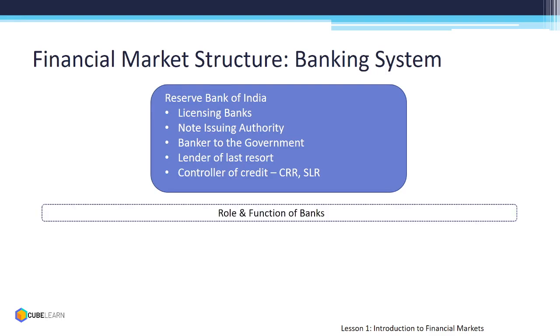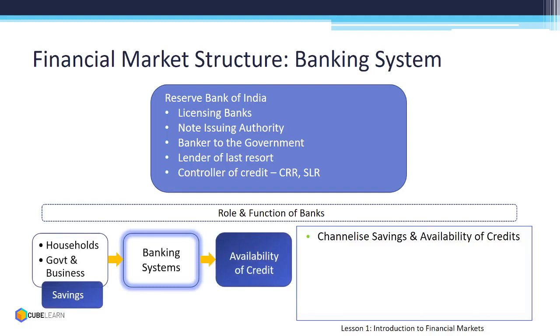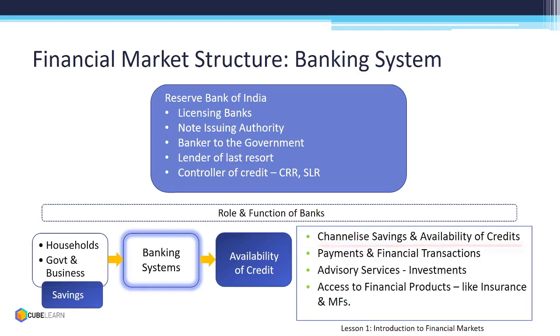Moving to the role of banks, banks ensure funds are available for capital growth by channelizing savings and making them available for credit. As you can see in this diagram, household, government and businesses deploy their savings in the banking system. These savings are made available to institutions and households as credit. Other functions of banks include facilitating transactions, offering advisory services, and access to financial products.